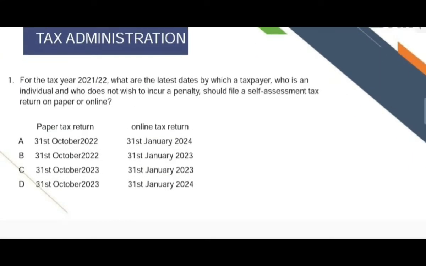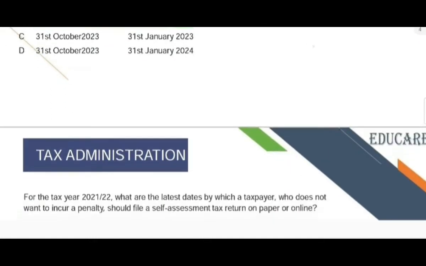Now in an MCQ: for the tax year 21-22, what are the latest dates by which a taxpayer who is an individual and who does not wish to incur a penalty should file a self-assessment tax return on paper or online? According to the information above, the date for a paper return is 31st October 22 and the deadline for an online return is 31st January 23. So this would be our option.